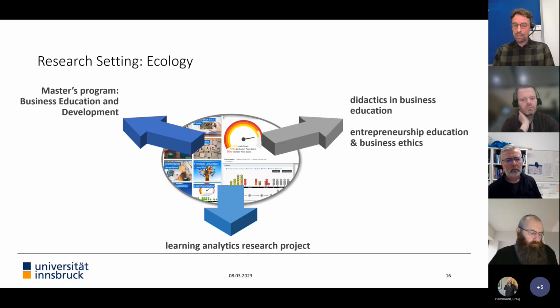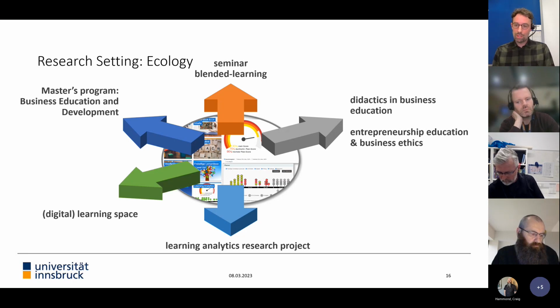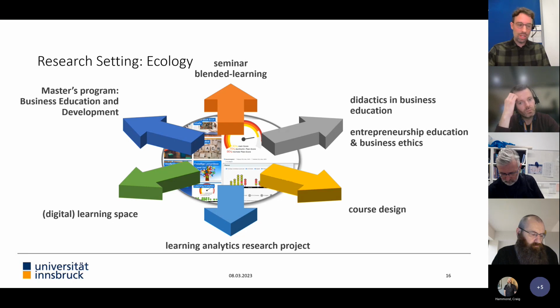One course under investigation is Didactics in Business Education, which is at the beginning of the 5 semesters. Another one, Entrepreneurship Education and Business Ethics, is in the middle of the master's program. Both courses are seminars in a blended learning setting. Courses use the learning management system Moodle for their digital learning space. And both courses are conceptualized in such a way that many learning activities take place online, and also that parts of the formative and summative assessments take place online. So the learning environment is therefore well suited for this learning analytics application.